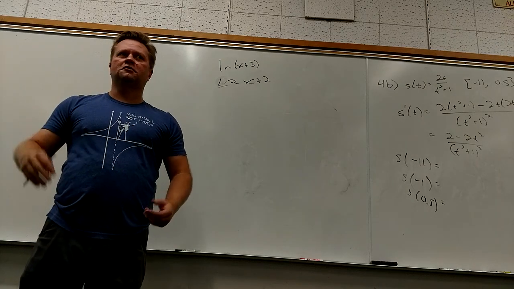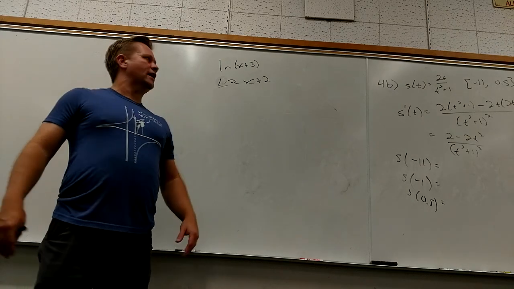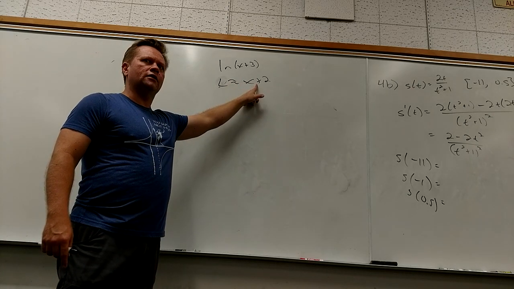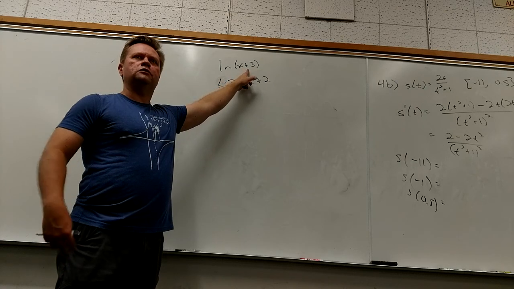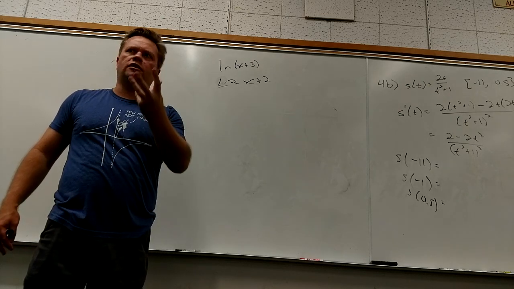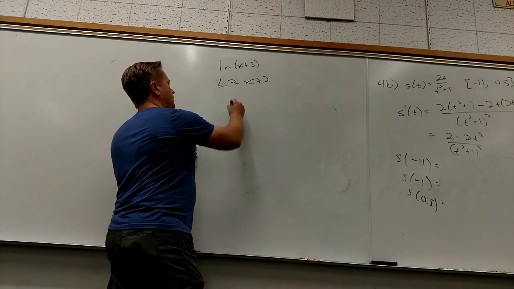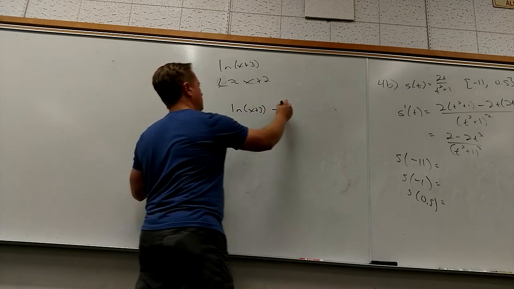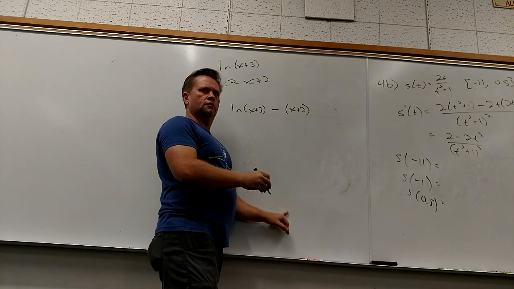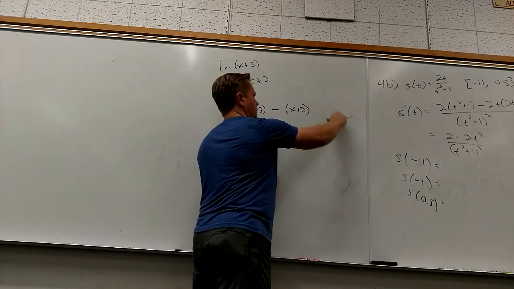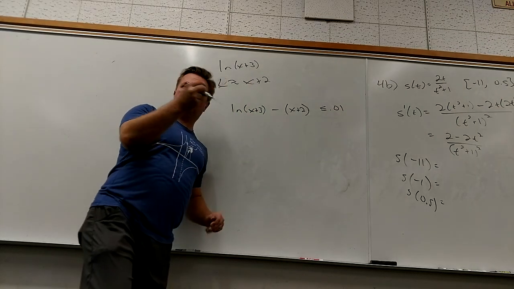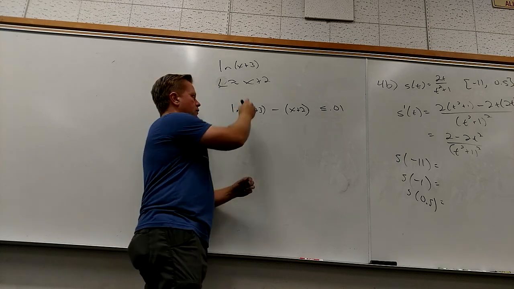What does that mean? I want to know all the x values where if I do this, it's only different from this by at most 0.01. How do I set that up in mathish? I want the difference between these to be less than 0.01, and this is why it's really good that we did 2.4. This should feel very familiar.